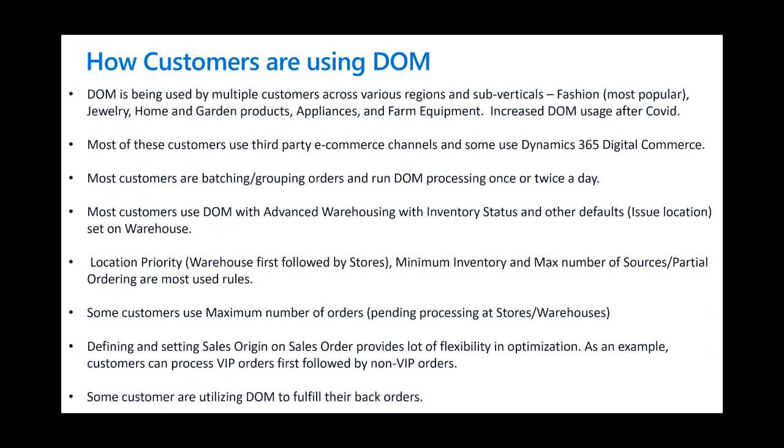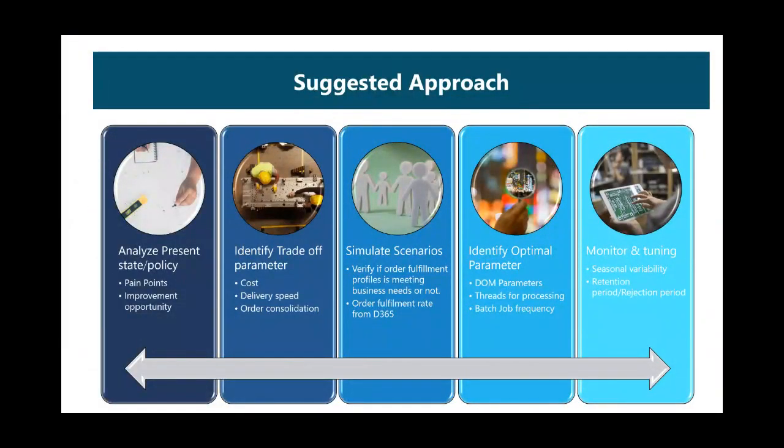Okay. Now, a suggested approach that you can consider during implementation. You can analyze the present scenario, like what the customer's pain points are. Okay, and based on the customer pain points and how they want to implement DOM for order processing, you can understand what the business goal is that they are trying to achieve. Whether it is the fastest delivery, the cost of delivery, or if they want to do order consolidation.